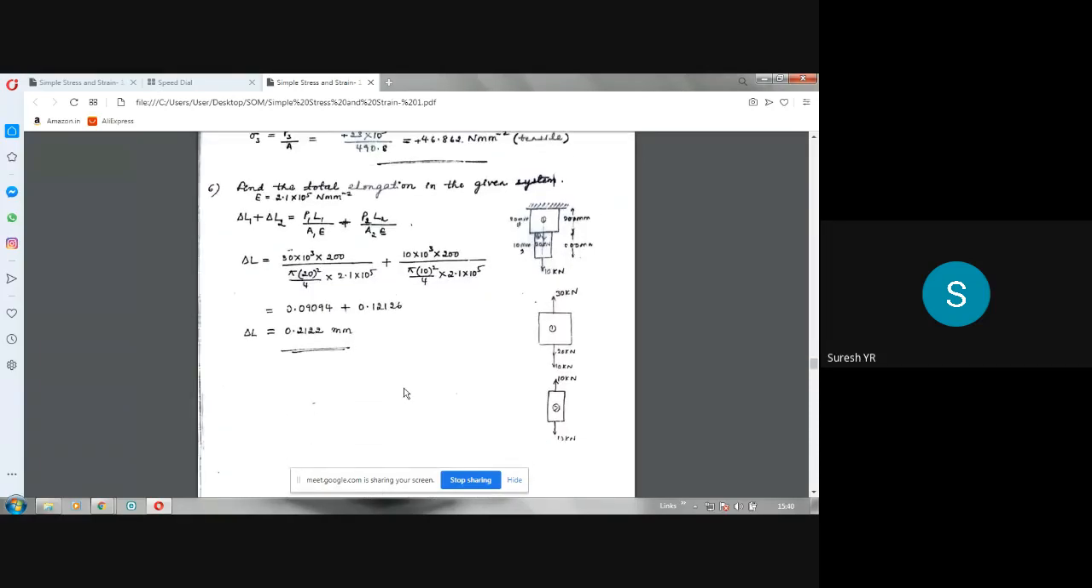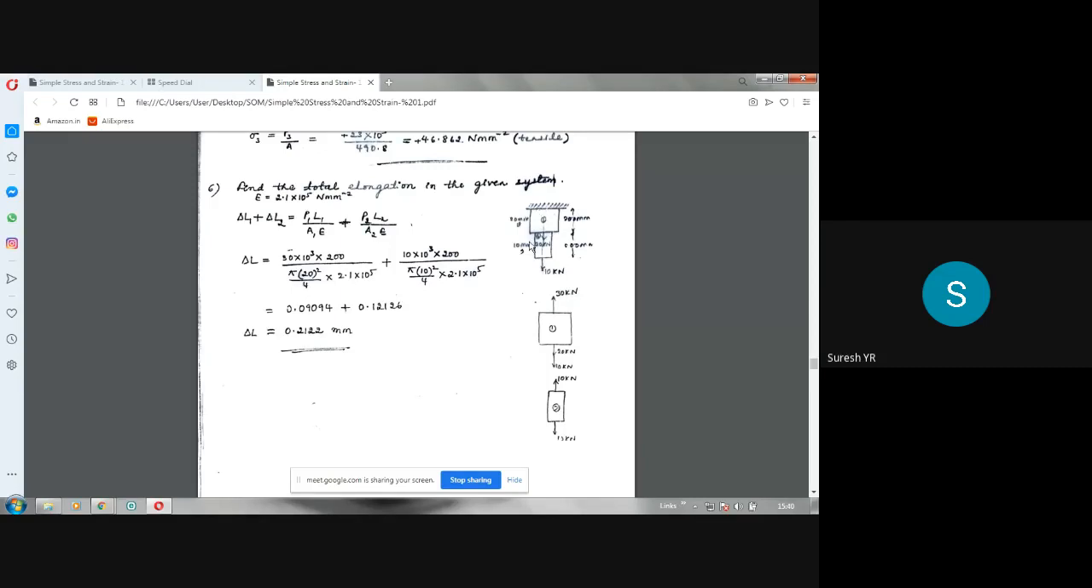Next problem is to find the total elongation in the given system. There are two bars here, hanging. Self weight we are not considering here. When bars are vertically suspended, they will have self weight also, but we are neglecting self weight here. Only the applied force we are taking.